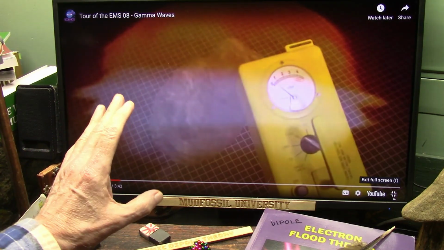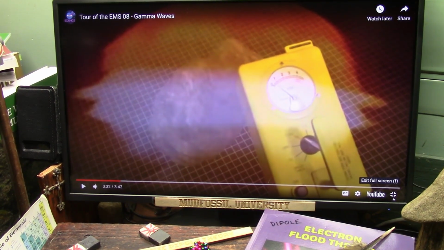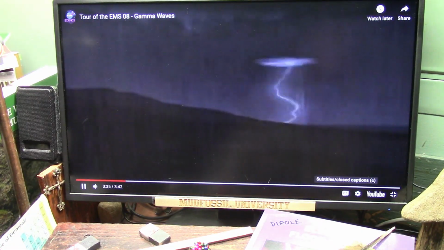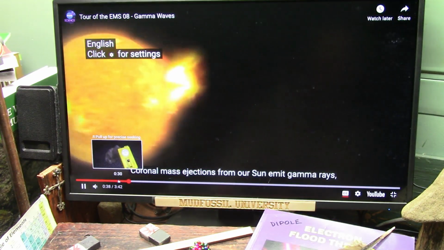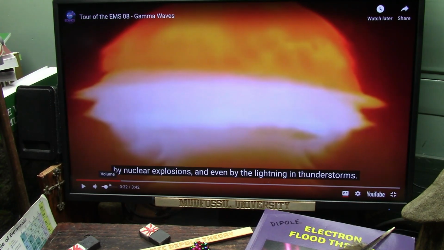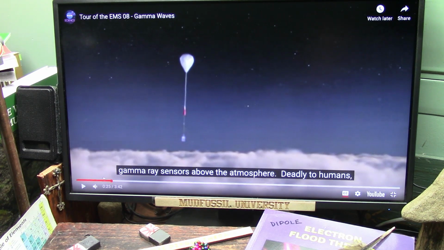Okay, this is about gamma rays, and gamma rays are the things that hurt you, and they're the things that can damage you. Now listen to this. By nuclear explosions, and even by the lightning and thunderstorms. Hold on one second, let me come back here. Radioactive decay. All right, gamma rays are created on Earth. Let's look again. Gamma ray sensors above the atmosphere are deadly to humans. Gamma rays are what kills tumor cells and so forth. They use it for targeted destruction of cancer and so forth.